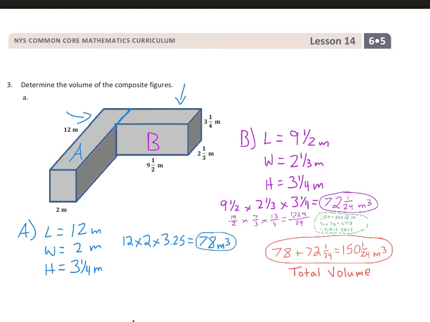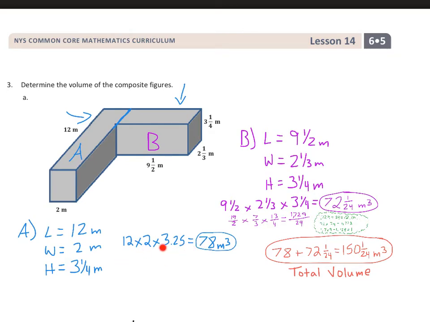Okay, so this one had still a few moving parts, but a whole lot less than the previous question. So let's just take you through each one. I named this A and this B. So A's length was 12, the width was 2, and the height was the 3.14, which is the same as B. That gave me 78 meters, and instead of 3 1/4 in fraction form, I used decimal form, and it worked out evenly, so I did it that way.